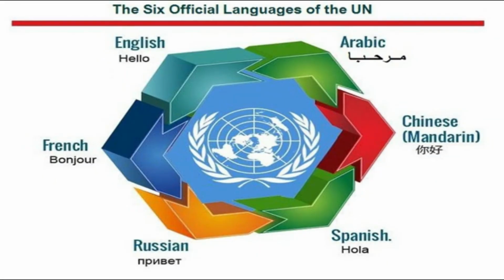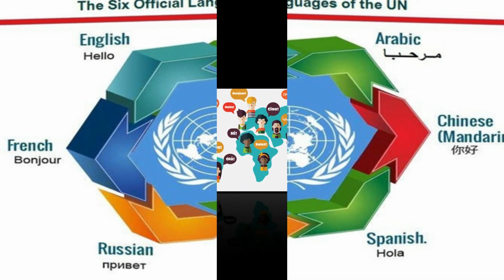The United Nations has 6 official languages. They are English, Chinese, French, Arabic, Russian, and Spanish. These 6 languages are used in the meetings and the documents of the United Nations.